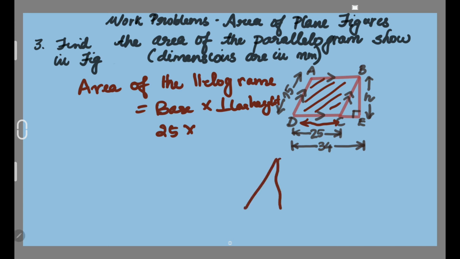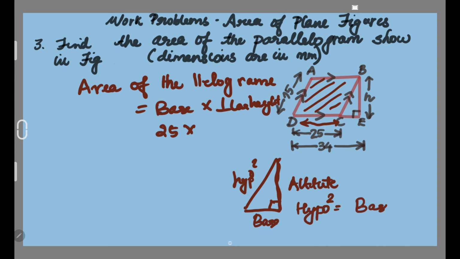we can use the Pythagoras theorem. So what is the Pythagoras theorem? For a right angle triangle, the hypotenuse square is equal to the base square plus altitude square. That is, hypotenuse square is the sum of base square plus altitude square. From this you can easily find the height. Height is the altitude. So let's substitute this equation for our question. So what would it be? Hypotenuse square is 15 square, right?